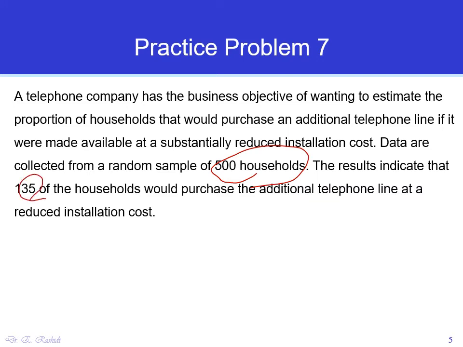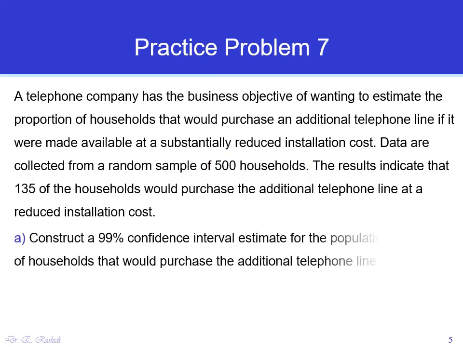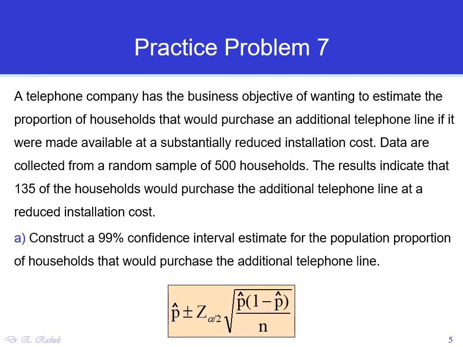135 of the households would purchase the additional telephone line at a reduced installation cost. Part A. Construct a 99% confidence interval for estimating the population proportion of households that would purchase the additional telephone line. So you have the formula down here. Please go ahead and compute the confidence interval.